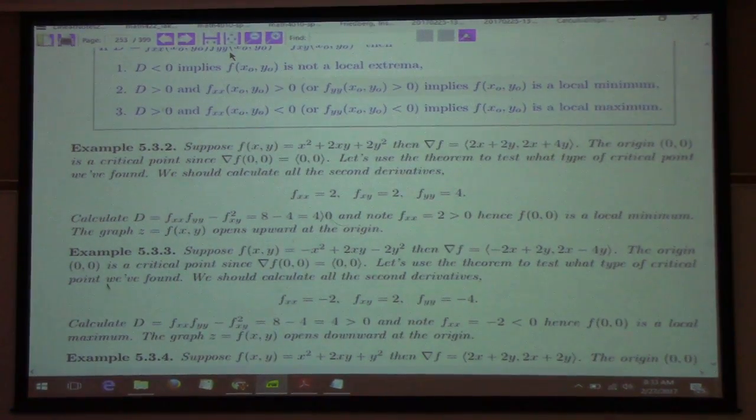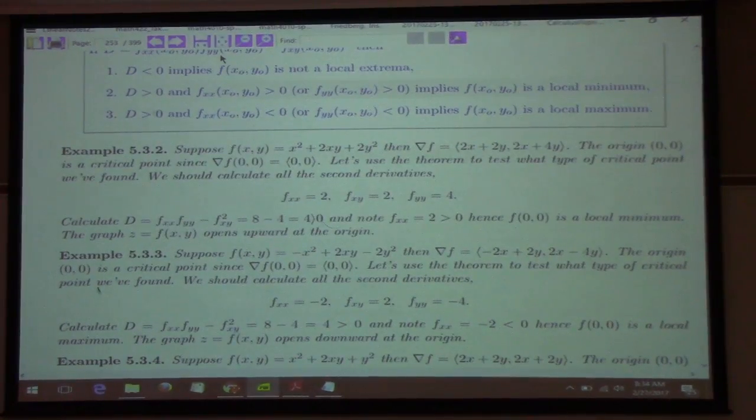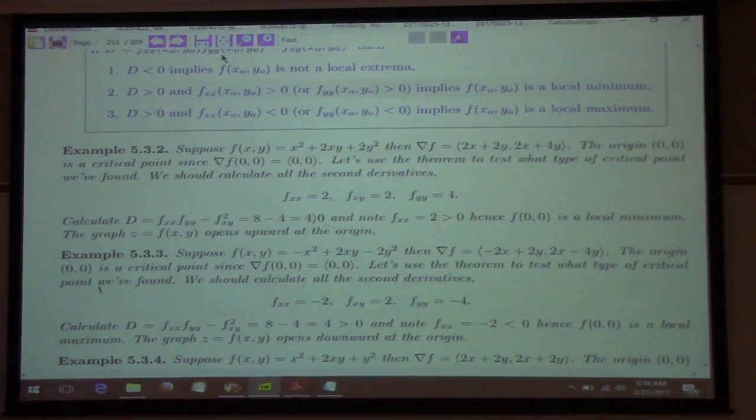These are very friendly examples because you can't get confused about plugging in the critical point, like evaluation of the second derivatives here. They're constant functions, so you just evaluate them at the point. So your Hessian is 8 minus 4, which is 4, which is positive, but this case has the second derivative being less than 0, consequently f of 0, 0 is a local maximum by the second derivative test.